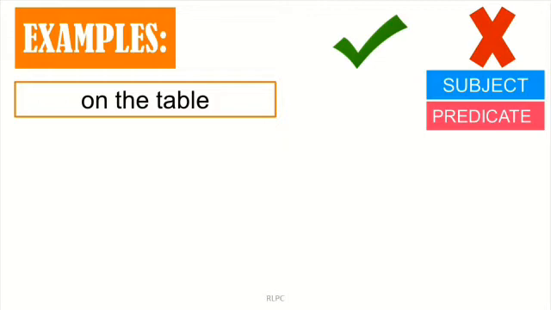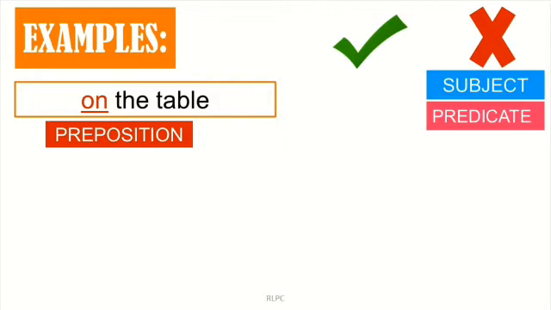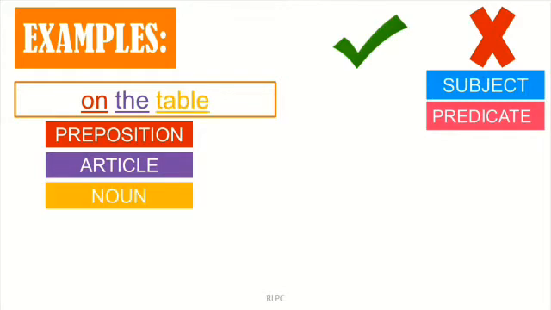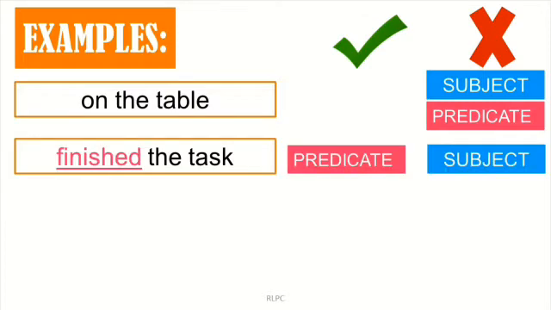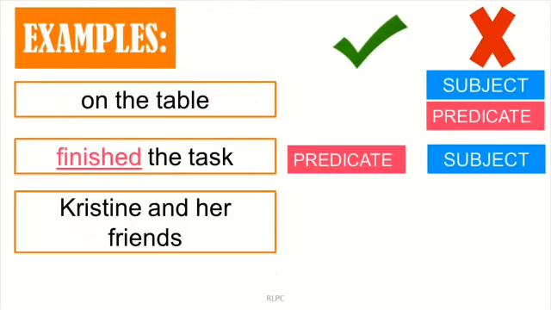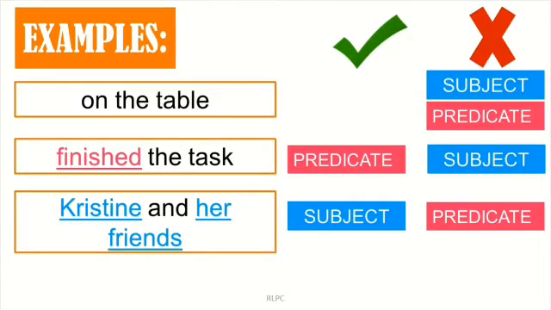Examples. On the table. We do not have subject and predicate. What we have here is a preposition, which is on, followed by an article, the, and noun, table. Finished the task. We have here a predicate, which is finished, the action being done, but we do not have subject. Nobody is mentioned as the doer of the action. Christine and her friends. We have here subject, which are Christine and her friends, but there is no action being mentioned. Therefore, no predicate.